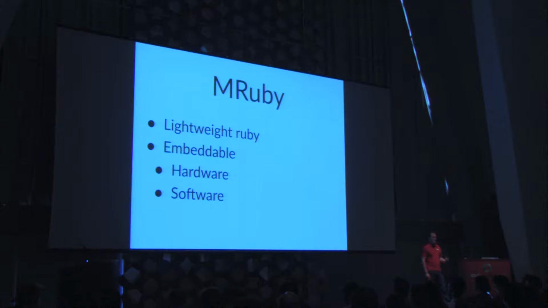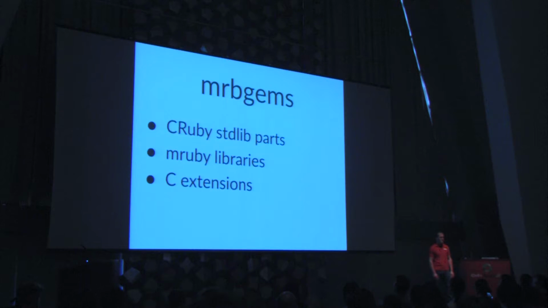MRuby is a lightweight Ruby implementation. So you only need to use as much of the MRuby features as you need, which keeps your project smaller. It's also designed for embedding. So you can run Ruby on low resource hardware like Arduino or Lego Mindstorms or some robots or like in set-top boxes. Or you can embed it in other software, which is much easier than trying to embed CRuby in software.